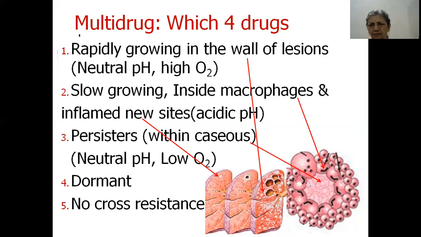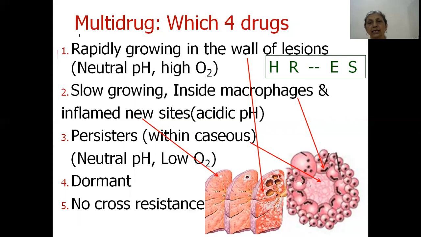So which are these 5 first line drugs, out of which 4 are commonly used. We'll see why. So INH, rifampicin, ethambutol, and streptomycin are the 4 drugs amongst these 5 which are effective against the rapidly growing bacteria in the wall of the caseous lesions. So H stands for INH, R for rifampicin, E for ethambutol, and S for streptomycin.